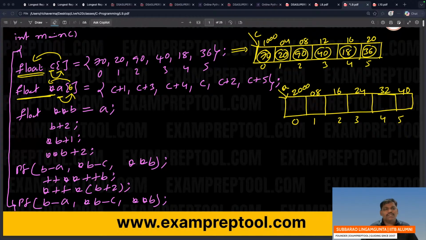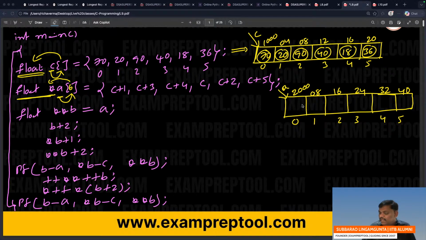The only thing is, is it possible or not? He will check: is it possible or not? They will check. If it is possible, they will store. If not possible, they may give an error message and all. Now come to here. Everything is ready.